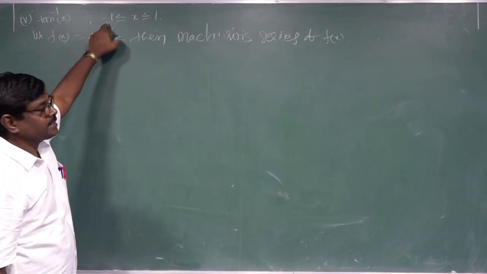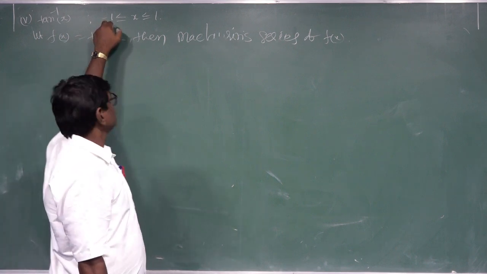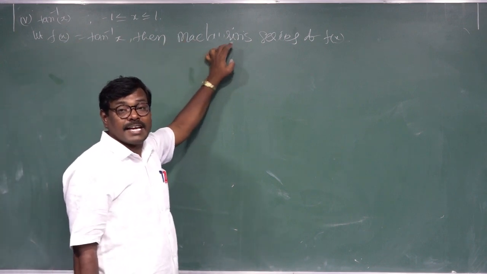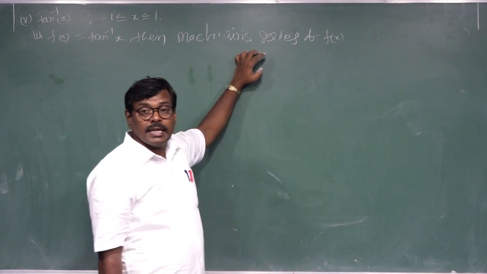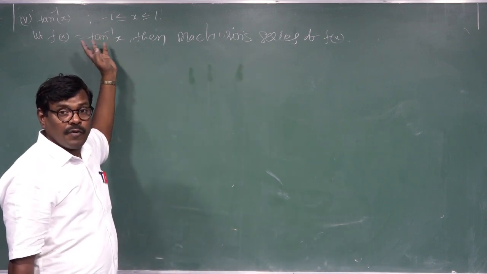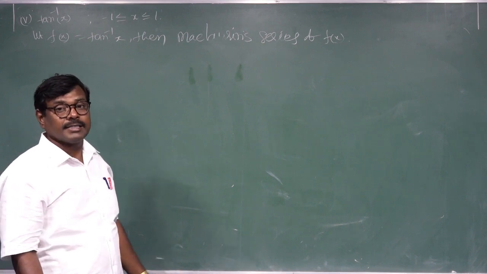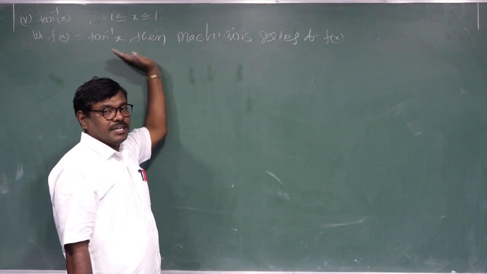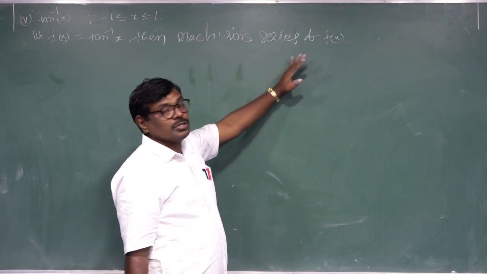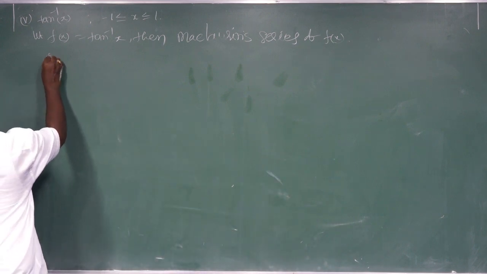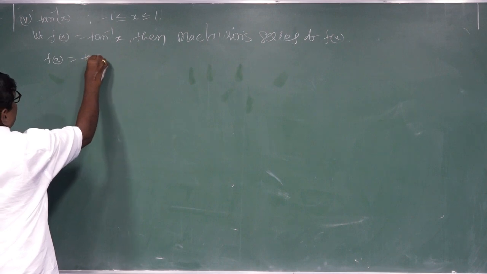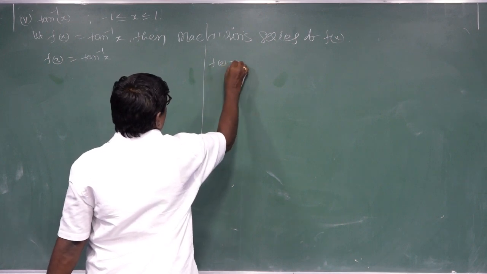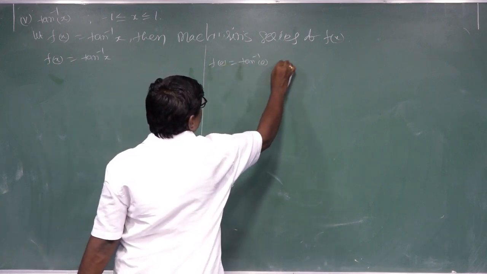Now the fifth question: tan⁻¹x for -1 ≤ x ≤ 1. Let f(x) = tan⁻¹x. We find the Maclaurin series expansion of f(x) by evaluating the derivatives at x = 0. First, f(0) = tan⁻¹(0) = 0.